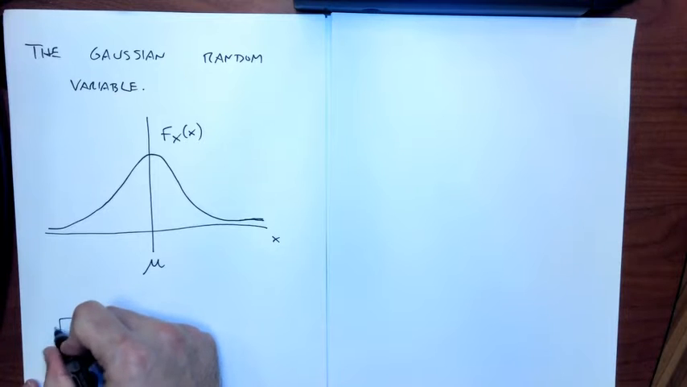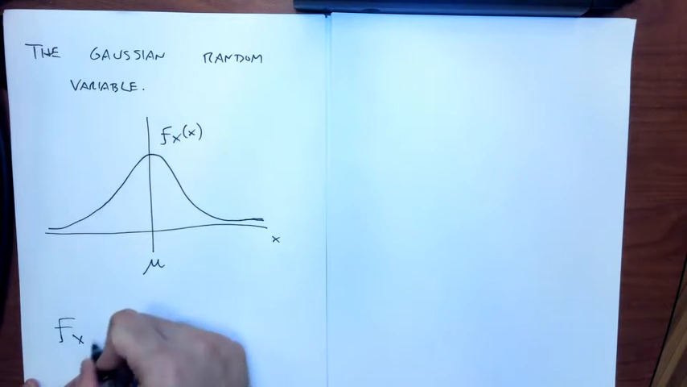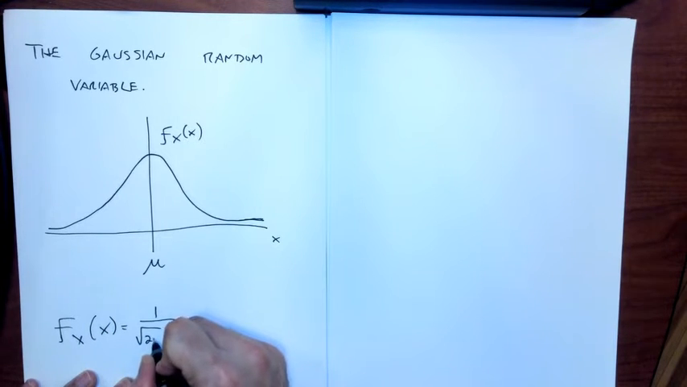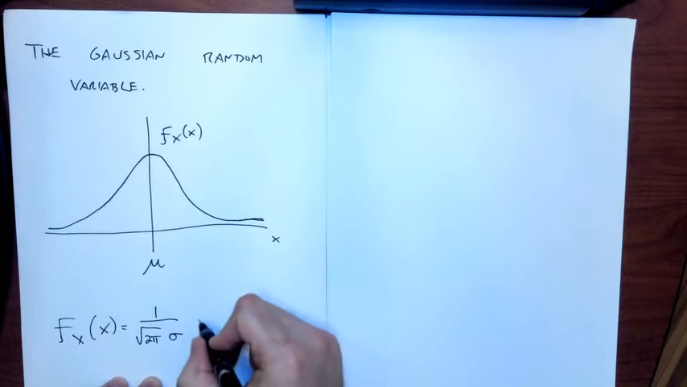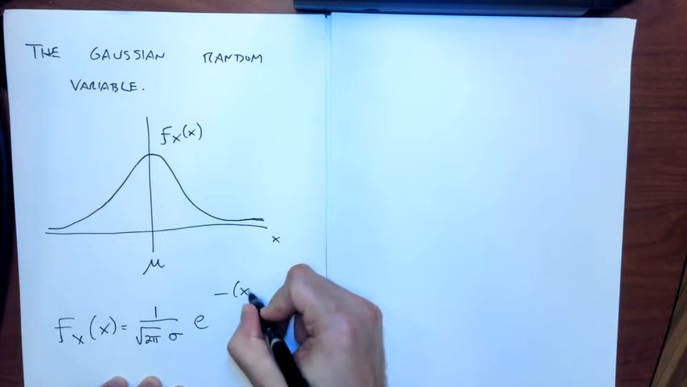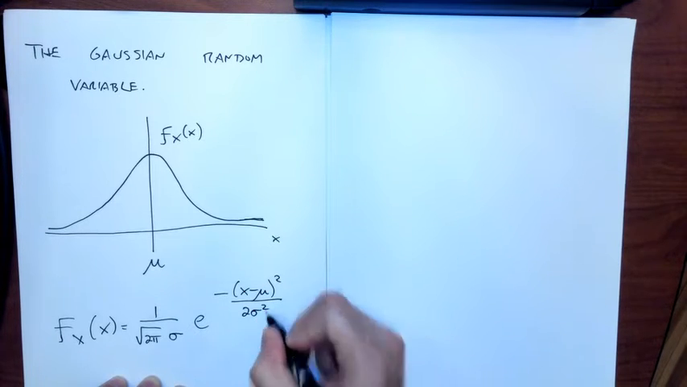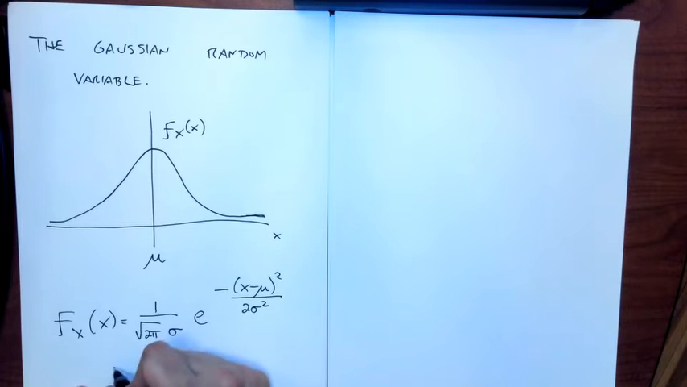The formula for it is, I'll give my little f some tail here. So it's 1 over square root of 2 pi sigma. The sigma is not under the square root. e to the minus (x minus mu) squared over 2 sigma squared. And just in terms of terminology, mu is what we call the mean. Sigma is what we call the standard deviation.